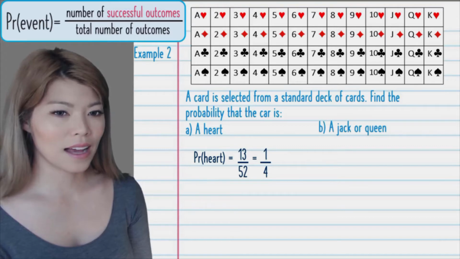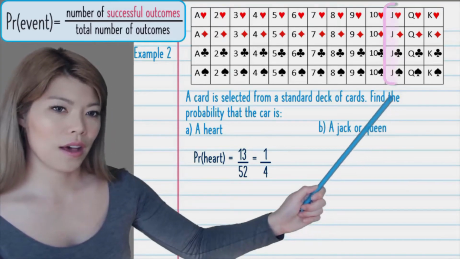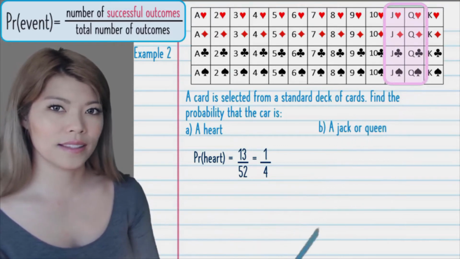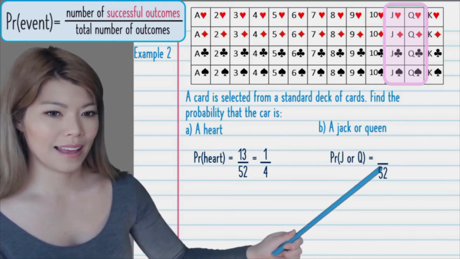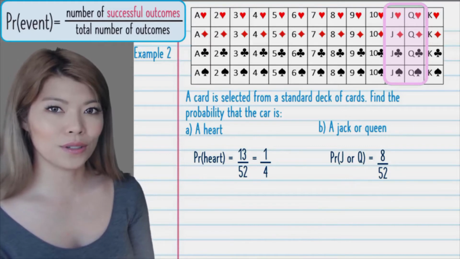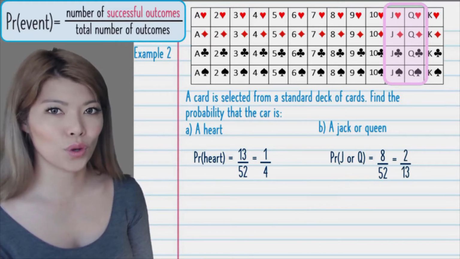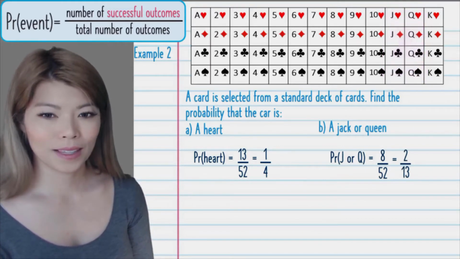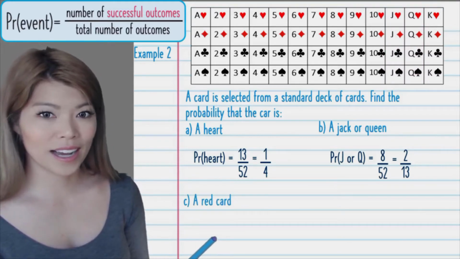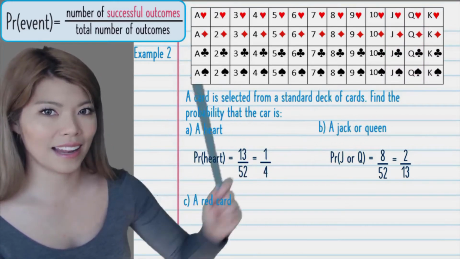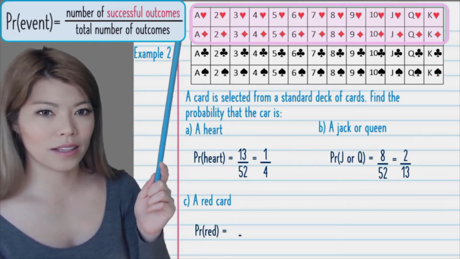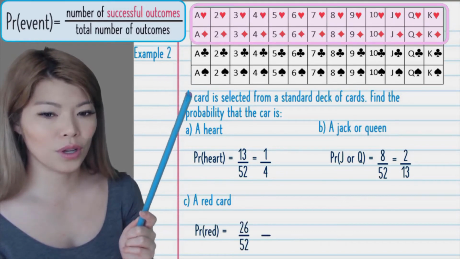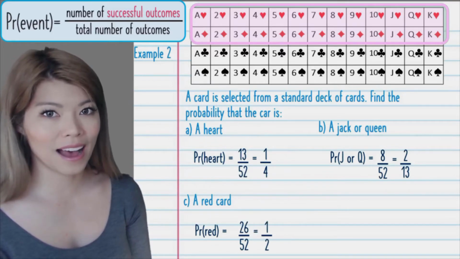Part B, a jack or a queen. So there are 4 jacks and 4 queens. So the probability of picking a jack or a queen would be 8 over 52. And we can simplify that to 2 over 13. Part C, a red card. Now we can see clearly that it's a half, but if you had to write down some working out, we know that there's 26 red out of 52, which again simplifies to be a half.